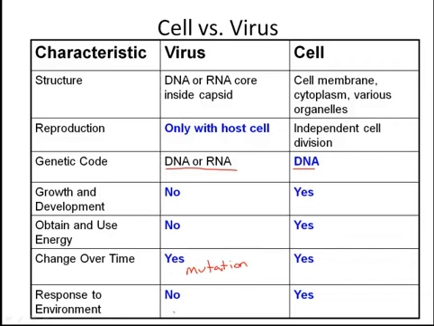And responding to the environment, they are unable to do. They either can tolerate the environment they're in or they can't, whereas cells are able to withstand changes to their environment. So that's the end of Unit 2, Part 1.